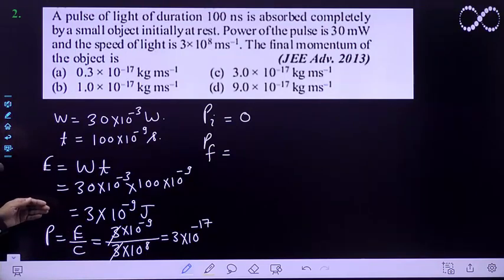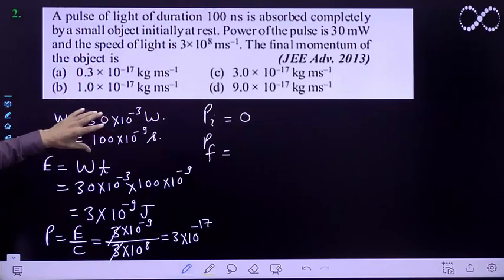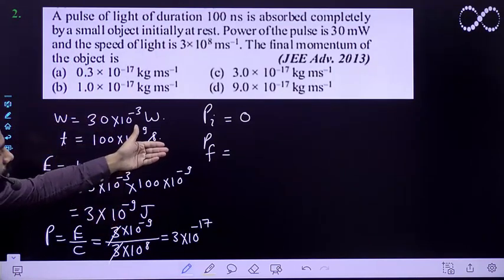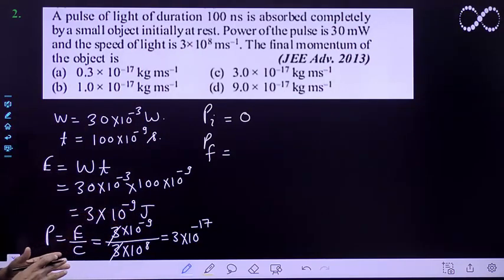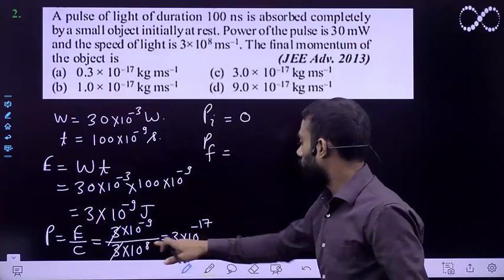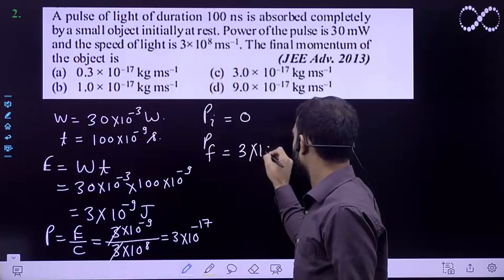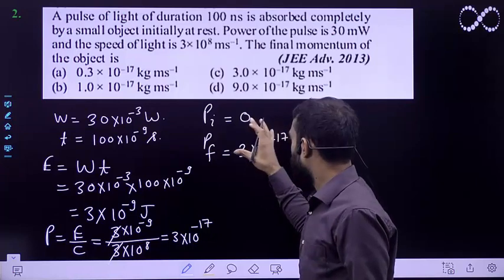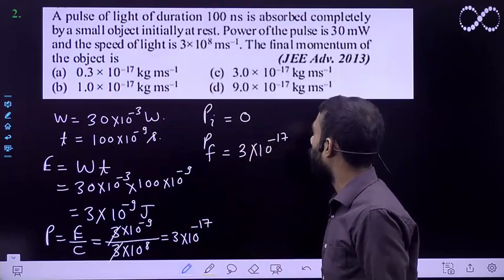And the pulse of light is completely absorbed by the object. So the whole momentum is transferred to the object, because when the light is absorbed completely, the final momentum of light becomes 0. Whatever momentum was associated with the light gets absorbed by the object. So the final momentum of the object is exactly equal to this, 3 into 10 to the minus 17, because all the momentum of light is transferred to the object.